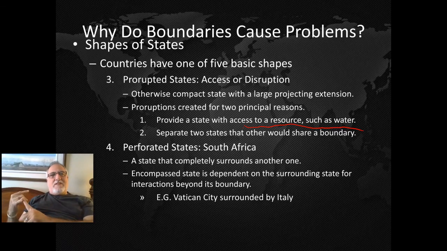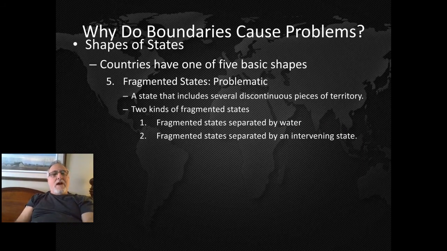We've done compact, which is ideal. We've done elongated, prorupted, perforated. What do you think? Let's find out. Fragmented. That's a state that has multiple parts. The United States is a fragmented state. Russia is a fragmented state. Turkey, Japan's actually an archipelago. You can be separated by water or some other intervening state or intervening obstacle. The United States is separated by both water for Hawaii and Canada for Alaska.